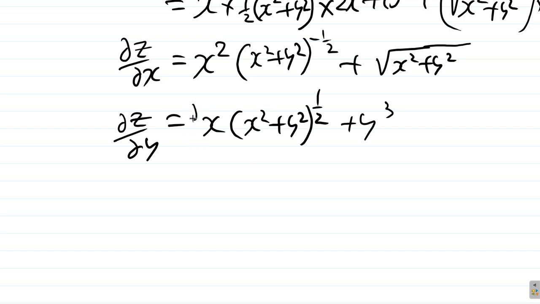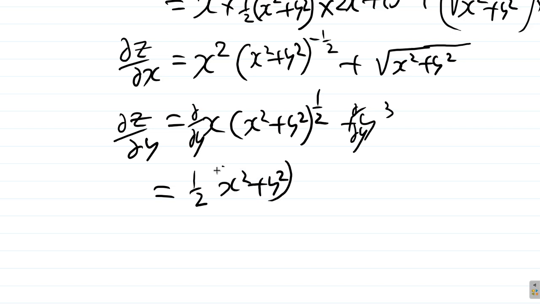So the derivative of this with respect to y plus the derivative of this with respect to y is equal to, again, you have x squared plus y squared to the half, multiply by the derivative of the outside function, which is this thing to the half, so it's half times x squared plus y squared to the half minus 1.